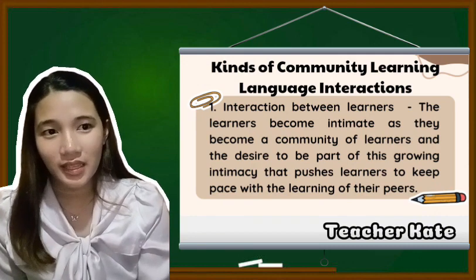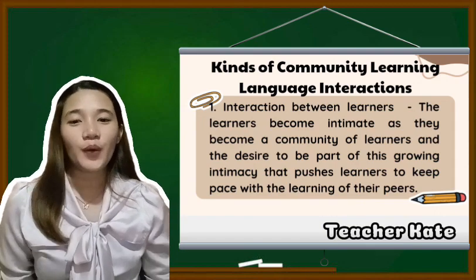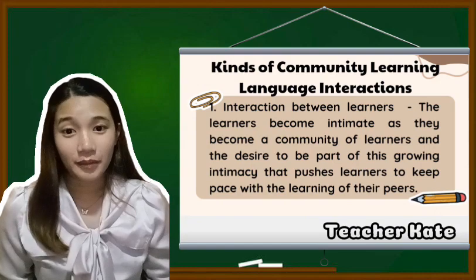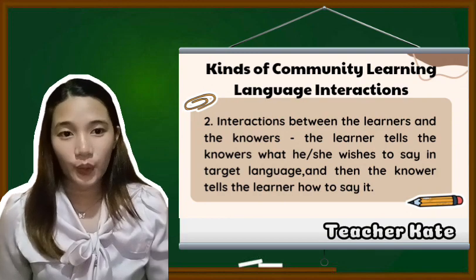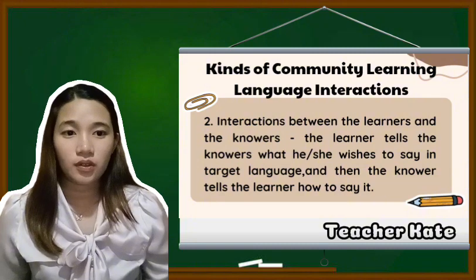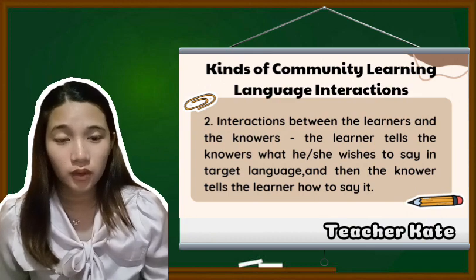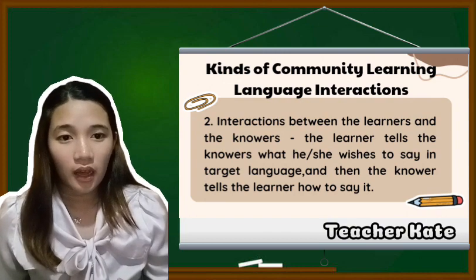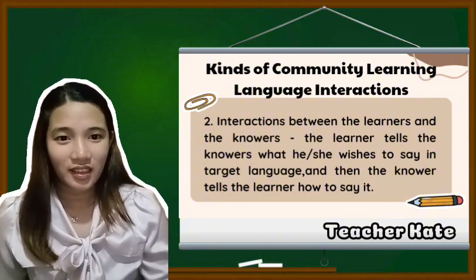The learners become intimate as they become a community of learners, and the desire to be part of this growing intimacy pushes learners to keep pace with the learning of their peers. Next is interaction between the learners and the knowers. The learner will tell the knower what she wishes to say in the target language, and the knower will help the learner to say it, or the knower will teach the learner how to say it in the target language.